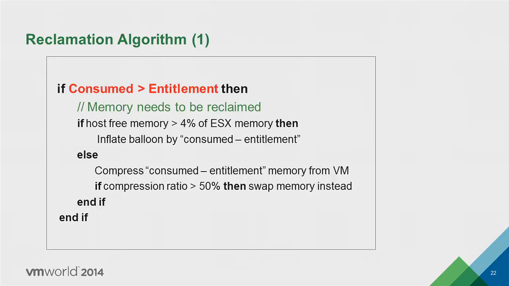But it is possible that sometimes ESX is critically low on memory, that is, below the 4% mark. In that case, we will have to reclaim the memory from the VM forcefully. In those cases, we'll use compression first. If the compression is not successful in compressing the page below 50%, then we go and swap out that page.